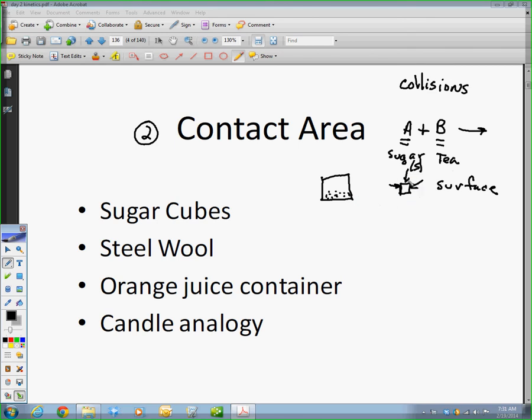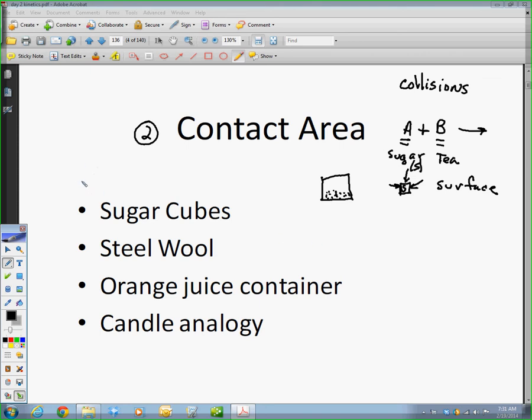So in the case of the cube, you only have these four sides to come in contact with the sugar because the rest of the sugar is on the inside of the cube. But meanwhile, here you have small particles, which therefore will have more sugar to tea contact, and therefore the reaction will go faster. And that's a simple analogy of something that we see every day in our life.